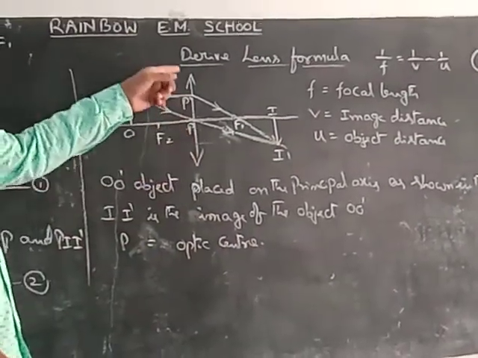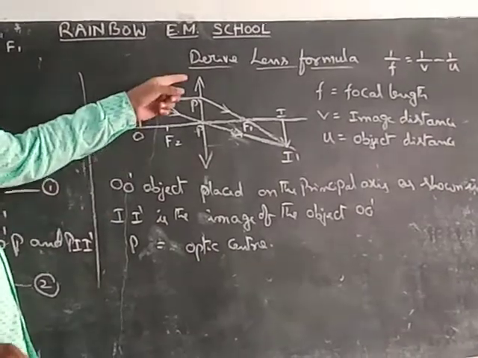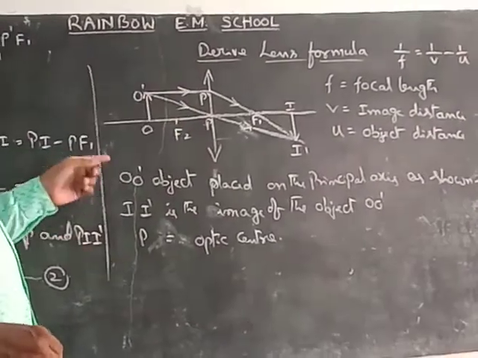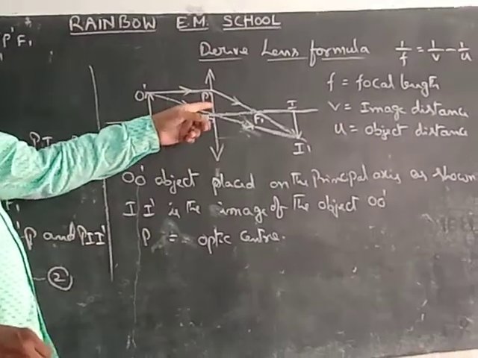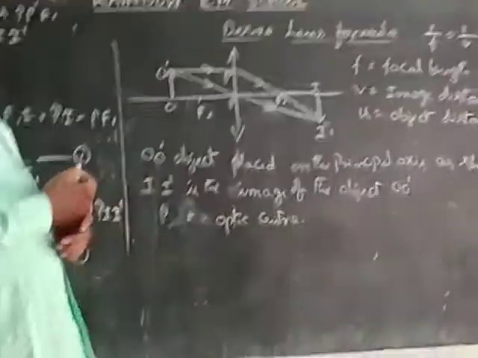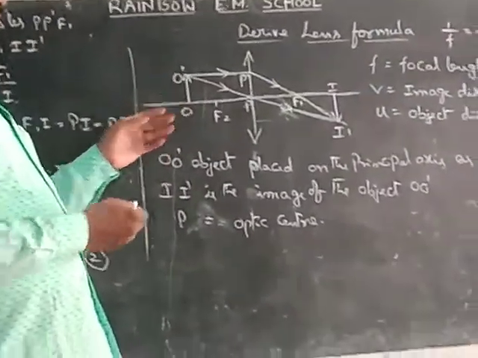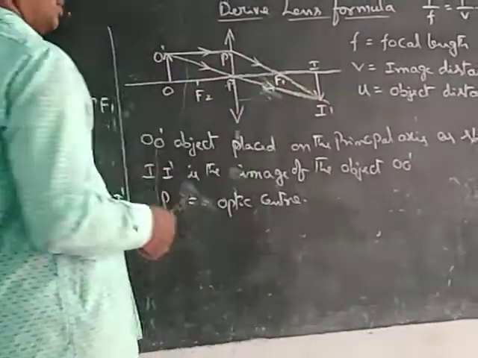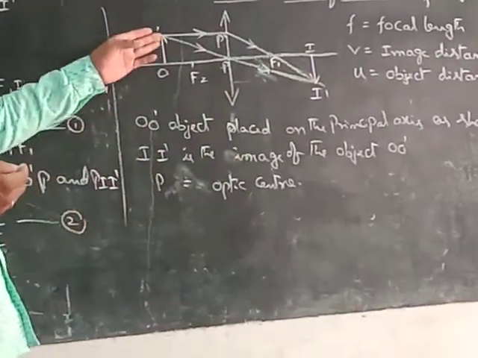This symbol is a convex lens, that is, the top and bottom arrow marks are there. Before this convex lens, the object O dash is placed on the principal axis. The image is formed, that is I dash, by taking the rays.